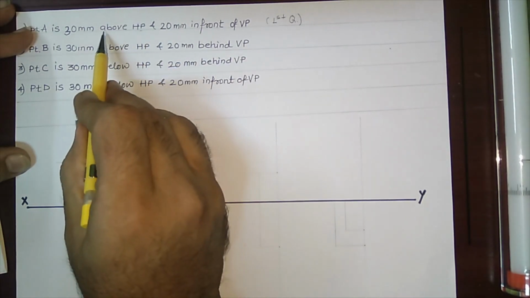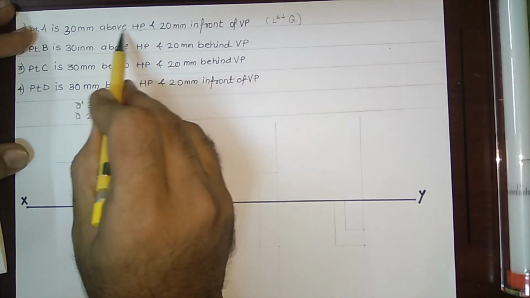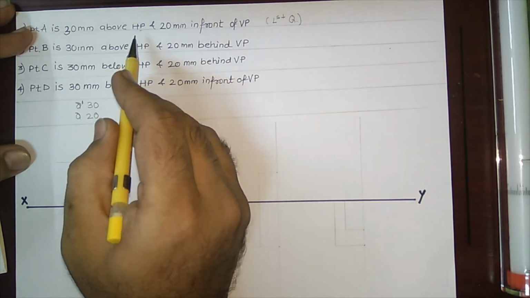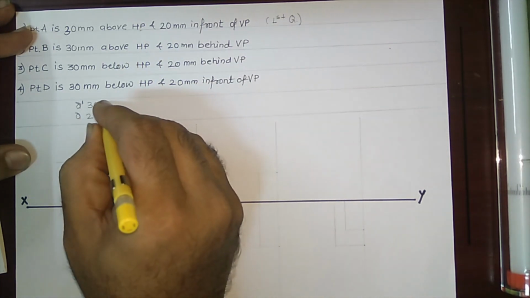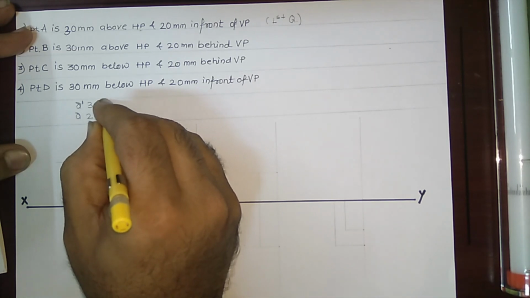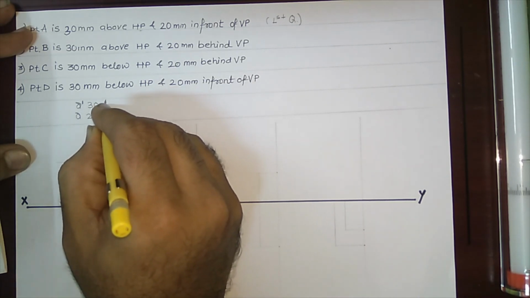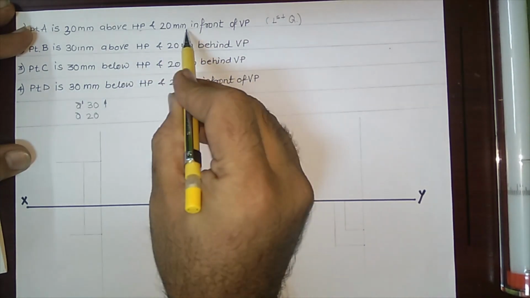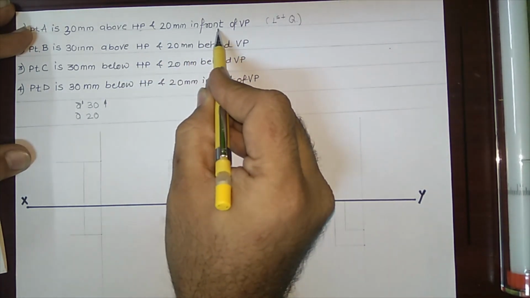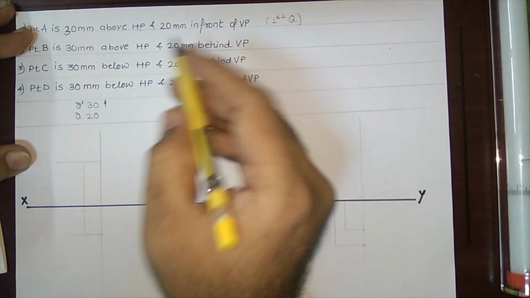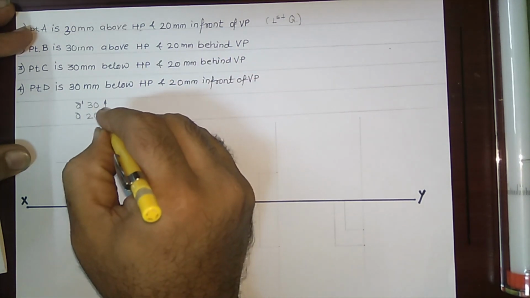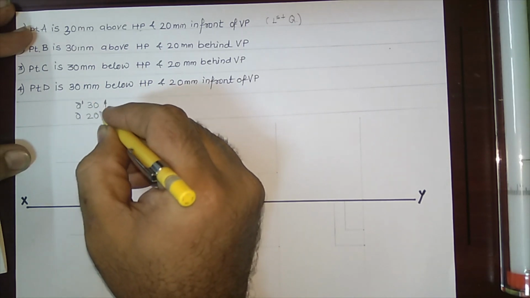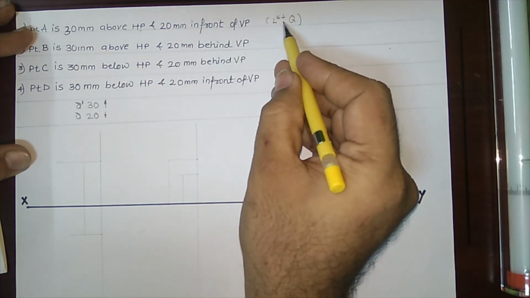So the point is above HP. If the point is above HP, plot its front view above XY line. Above XY line means I will plot over here like this. This arrow indicates it is above XY line. Now 20 millimeter in front of VP. In front of VP we always plot below XY line. So this is in front of VP, that is below XY line. So front view ऊपर, top view नीचे, point is in first quadrant.